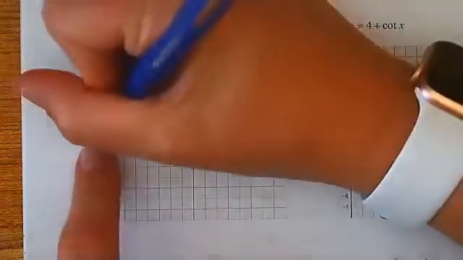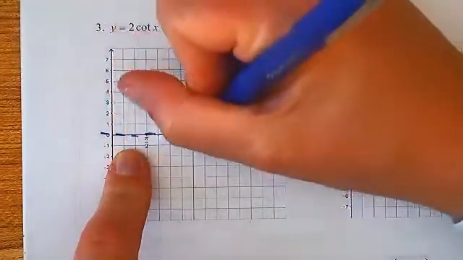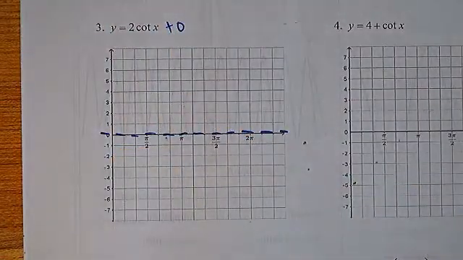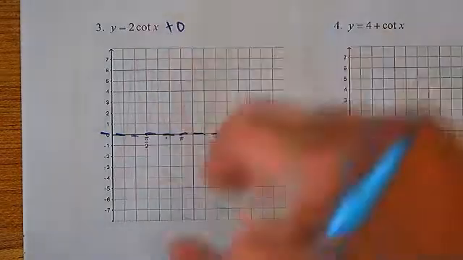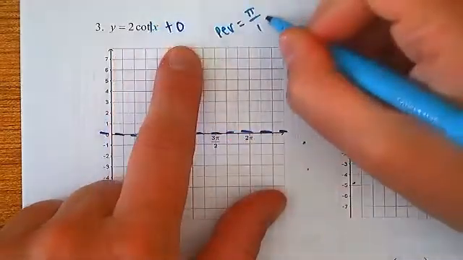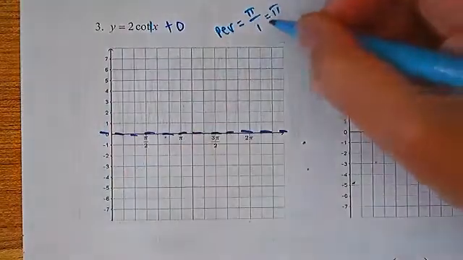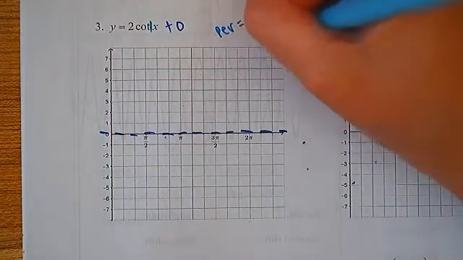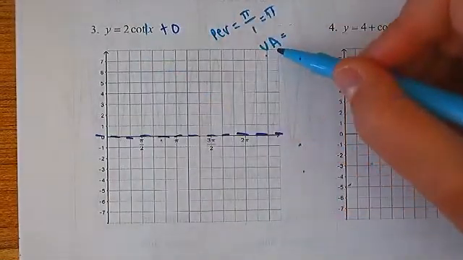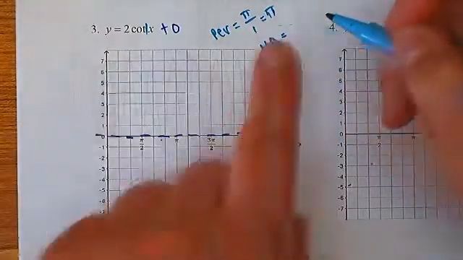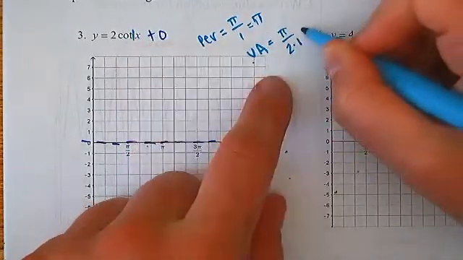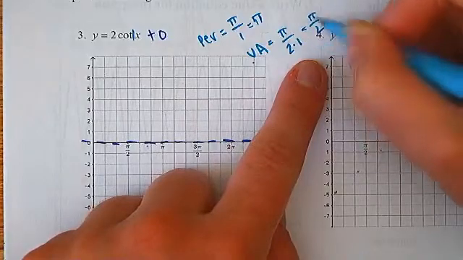So my midline is at 0 because there's nothing being added, right? My period size is pi over b, which in this case b is 1, so it's just pi. Now that's the size of the period. And then just so you guys know, the formula to find the vertical asymptote is actually not for cotan. This is the formula to find the vertical asymptote for tangent, right? So if I find this vertical asymptote, which is pi over 2 times b, which is 1, I get pi over 2. Now this is an asymptote for tan, right?